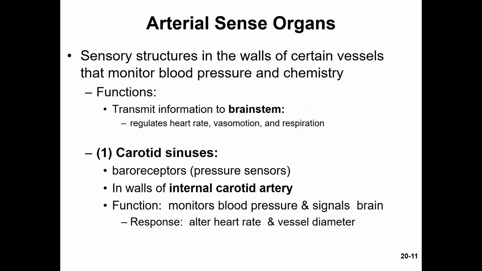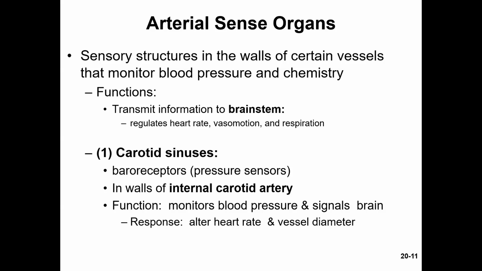So there are sensory structures in the walls of certain vessels that monitor the blood pressure and the chemistry, and this is so we can maintain that homeostatic balance as best we can. The functions: these transmit information to the brainstem, which then will in turn help regulate heart rate, vasomotion, and respiration.